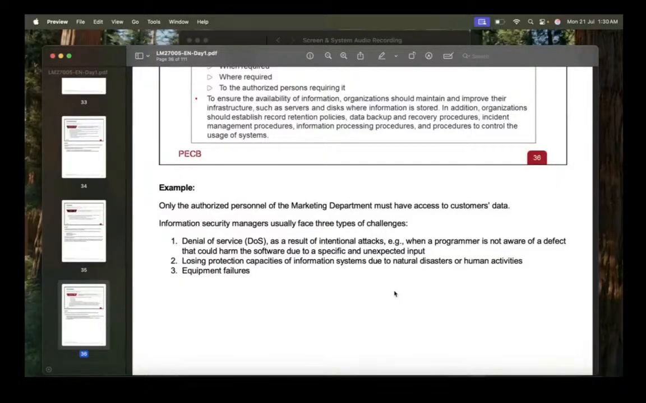And then the third one is equipment failures. So this is also quite common. It happens if there are no information security protection tools and no standards being used. These are the challenges that can create a big problem in organizations. That is where risk management comes into the picture.